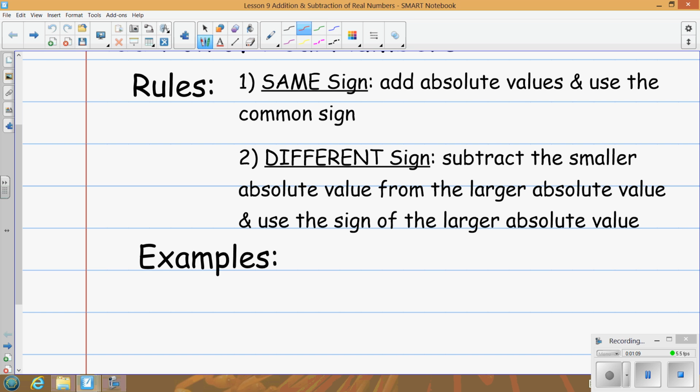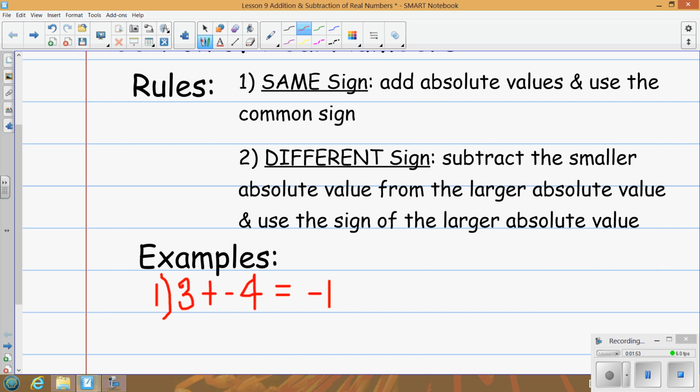So number 1, we have 3 plus negative 4. So when I'm looking at 3 plus negative 4, I'm looking at this as different signs, so I'm going to subtract the smaller absolute value from the larger. So when I'm looking at absolute values, I'm just looking at the 4 and the 3. I'm not looking at the negatives. So really what I'm going to end up doing is 4 minus 3, which gives me a 1. So I'm subtracting the difference between the two. And then I keep the sign of the larger number. The larger absolute value is 4, so I'm going to keep the negative because the 4 is negative. So that's it for that one.